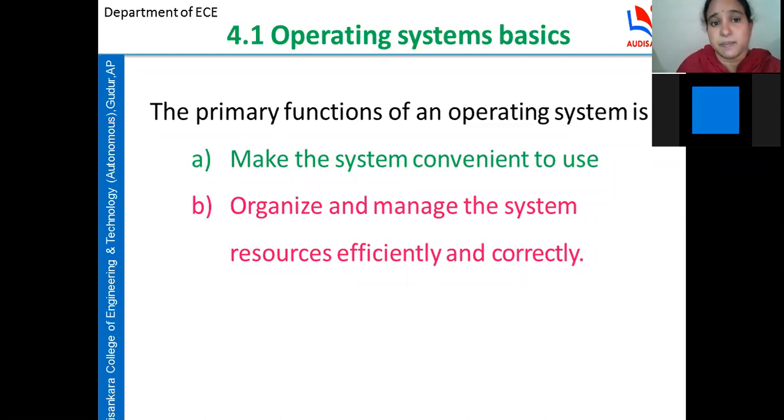And what are the primary functions of the operating system? It makes the system convenient to use, and it can organize and manage the system resources efficiently and correctly. These are the primary functionalities and the definition of the operating system. And what is the architecture of this operating system? What are the main parts of the operating system?